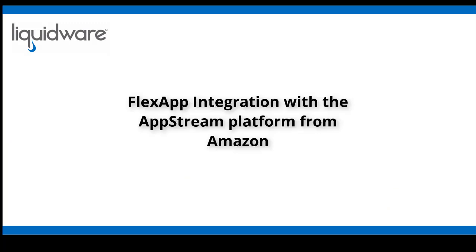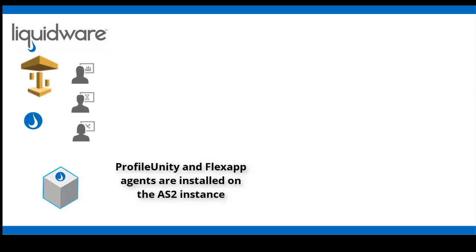One ancillary benefit of the new click-to-layer feature from FlexApp is direct integration with the AppStream platform from Amazon. AppStream is a state-of-the-art application hosting platform built on top of robust Amazon infrastructure. Applications are configured and assigned to users within the AppStream Image Builder workflow. As part of the Liquidware integration, Profile Unity and FlexApp agents are installed on the AppStream instance.